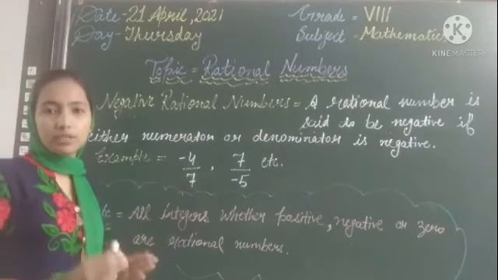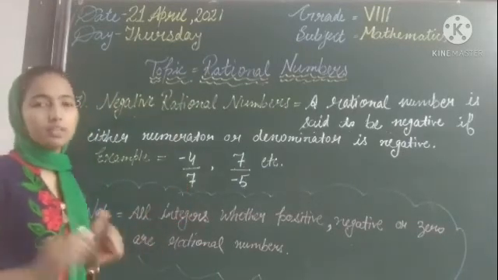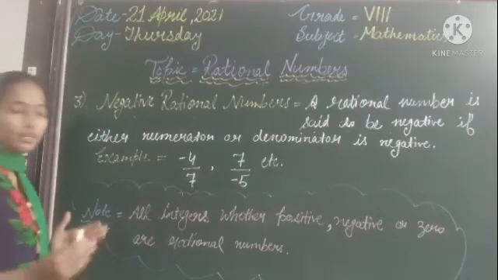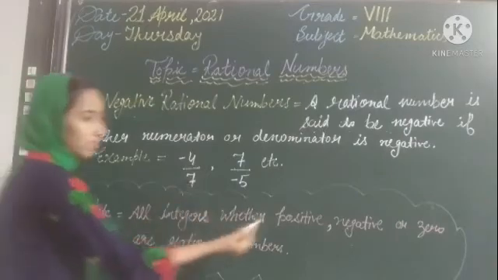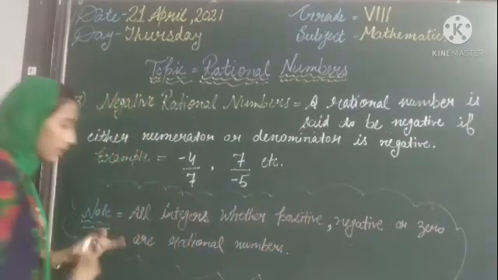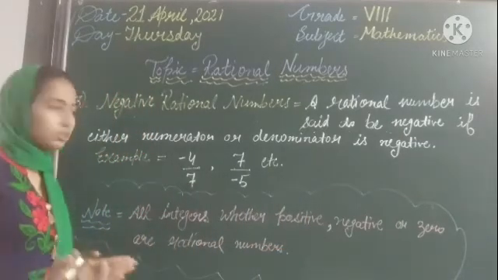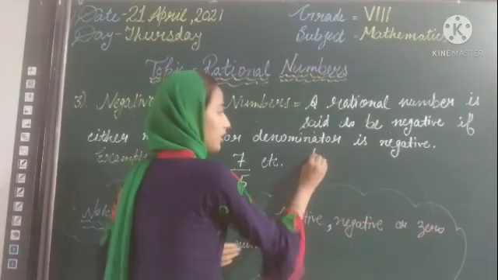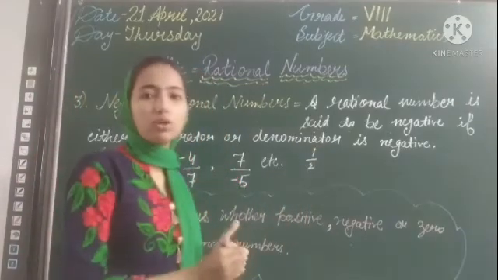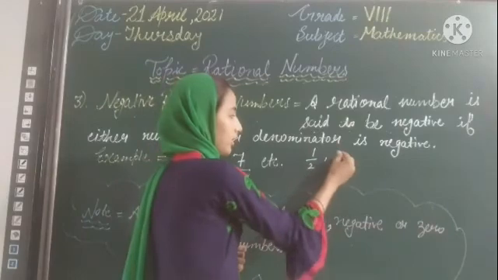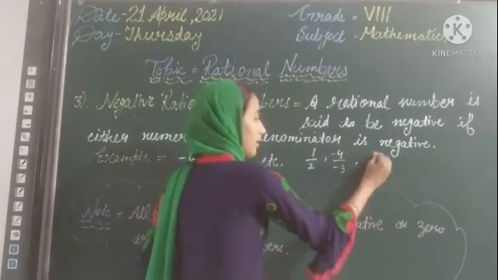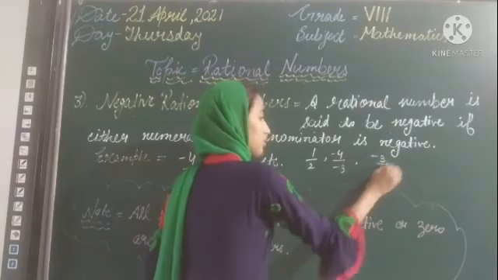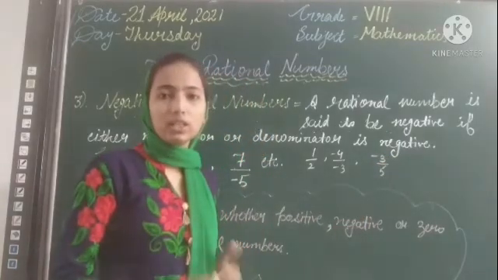And the most important point that you have to keep in your mind is that in a rational number, whether the integers are positive, negative or 0, they will remain rational numbers. For example, if the number is 1 over 2, this is also called a rational number. If the number is minus 4 over minus 3, this is also a rational number. If the number is minus 3 over 5, this is also an example of rational numbers.